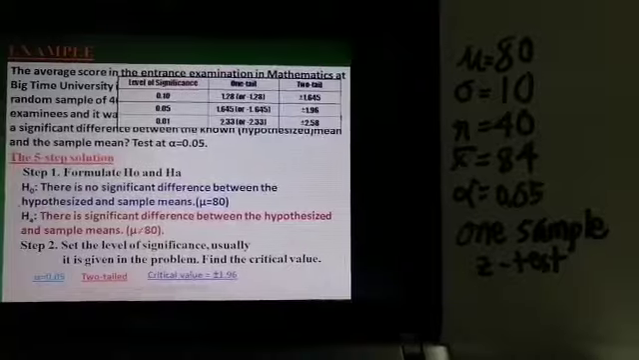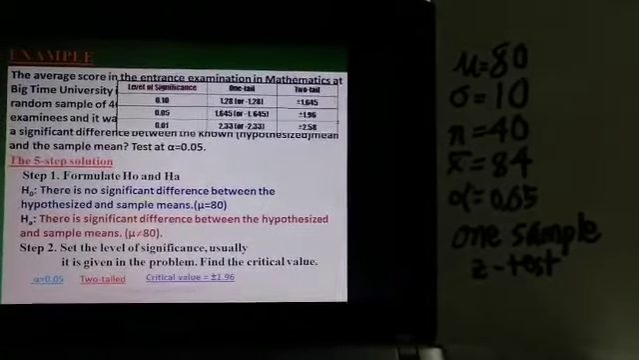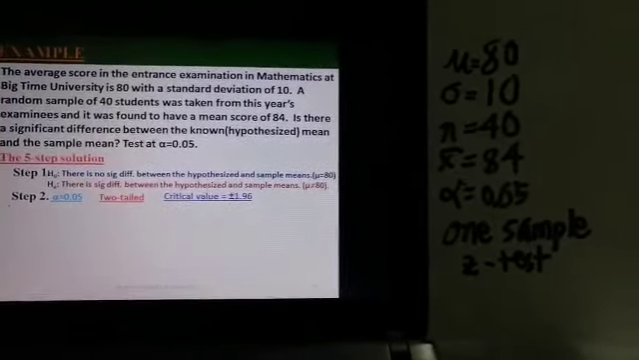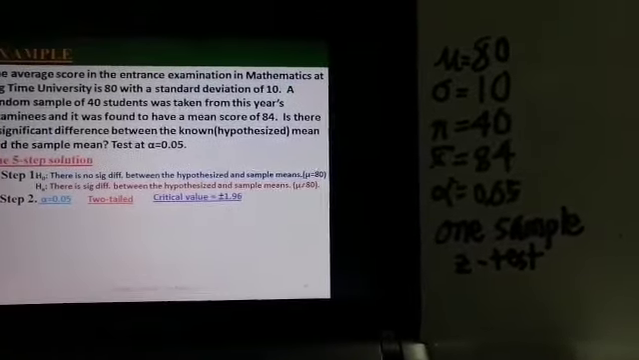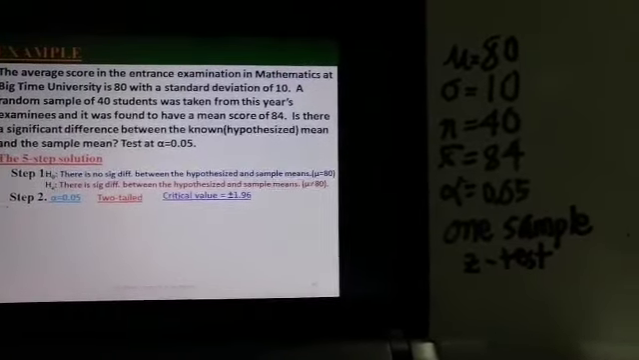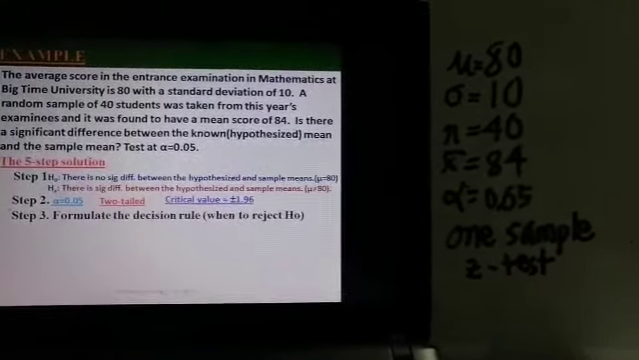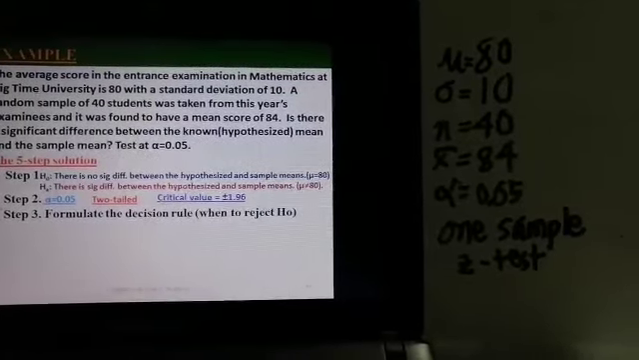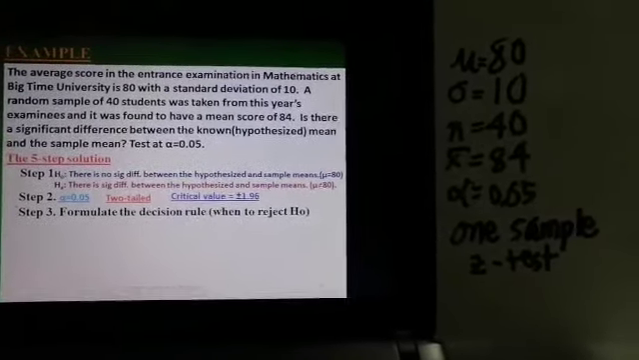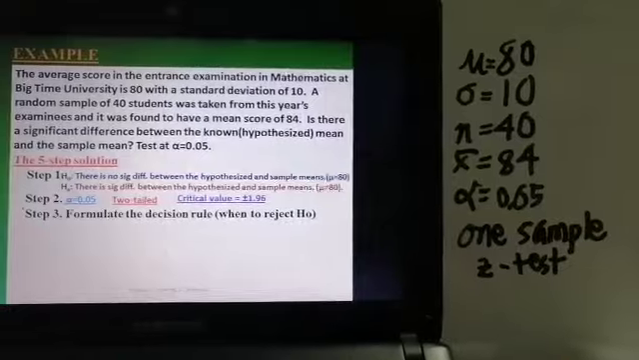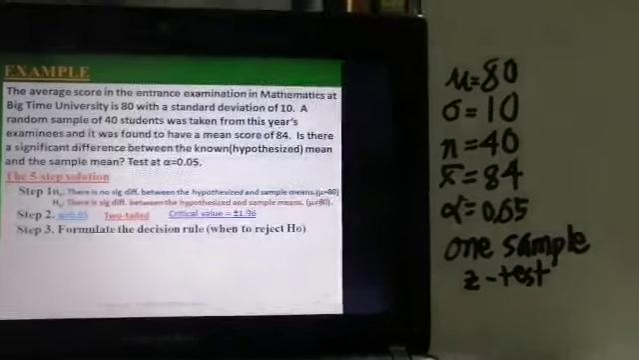I hope that one is clear too. So let's have the third step. For the third step, I just made steps 1 and 2 smaller. For step 3, you have to formulate a decision rule. Again, this will tell you when to reject the null hypothesis.